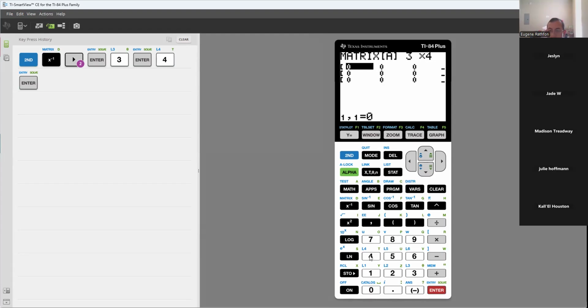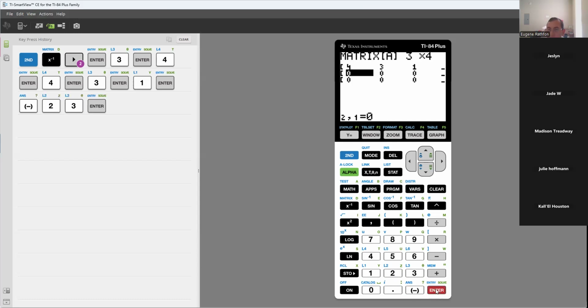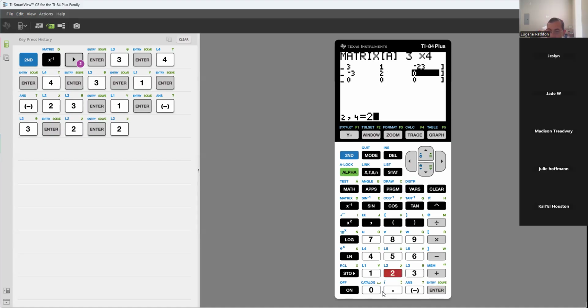So I had 4x, so that'll be 4, enter. 3y, 3, enter. 1z, 1, enter. And then negative 23, enter. That's my first row. Then I got 1x, enter. Negative 3 for the y, enter. 2 for the z, enter. And then that row equaled 20, and enter.